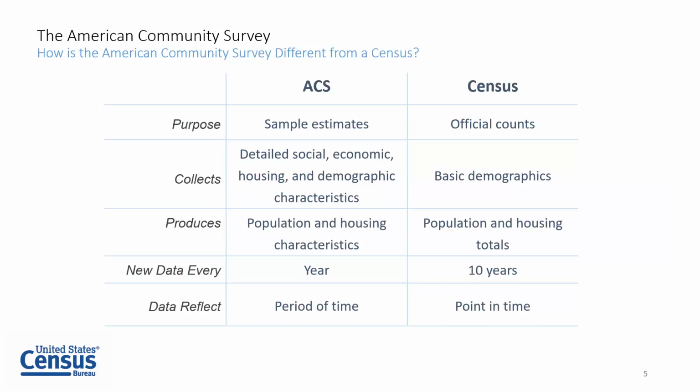As such, ACS estimates include a margin of error, or MOE, and this MOE gives us more information about the population by telling us how much the estimate may vary from the true population value.